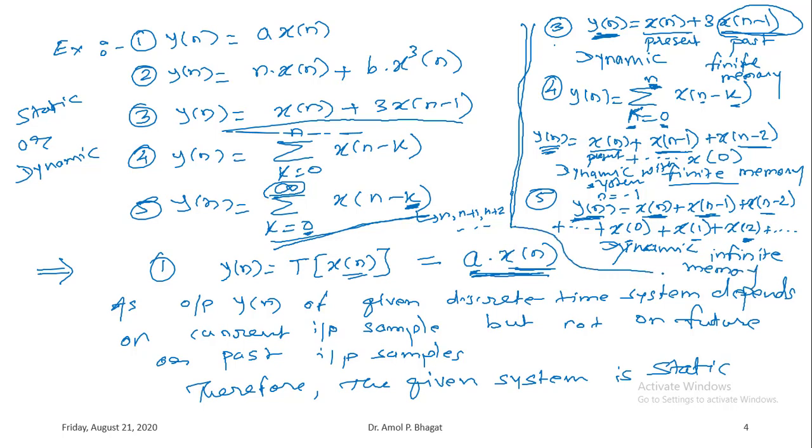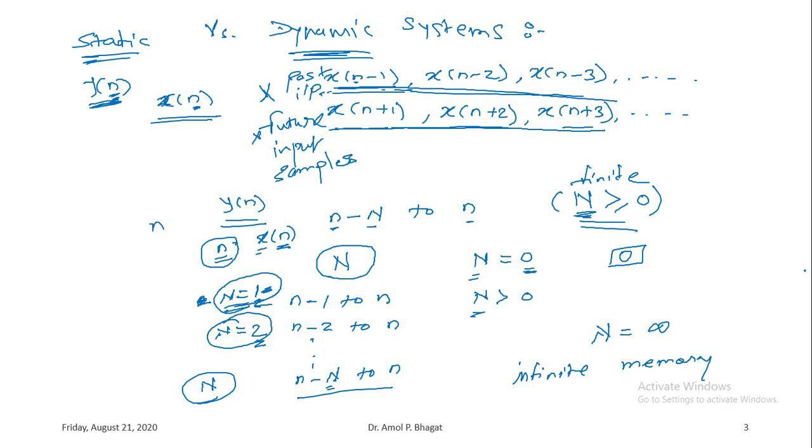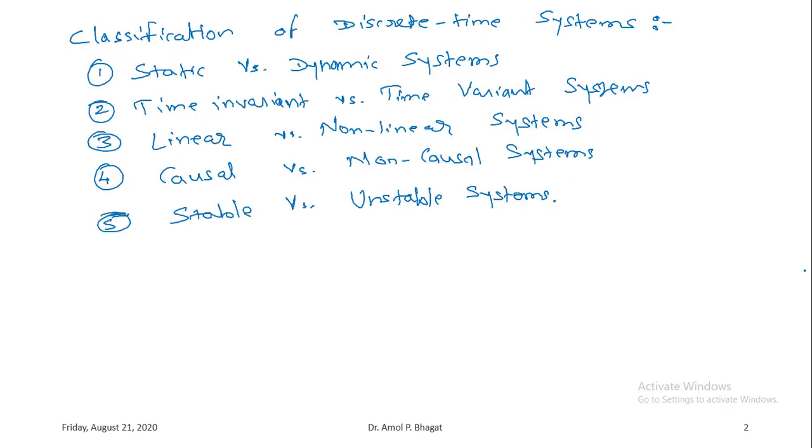So this is how you can identify whether the given systems are static or dynamic. The systems can be classified into these categories, or classes. A system can be static or dynamic, time invariant or time variant, linear or non-linear, causal or non-causal, stable or unstable.